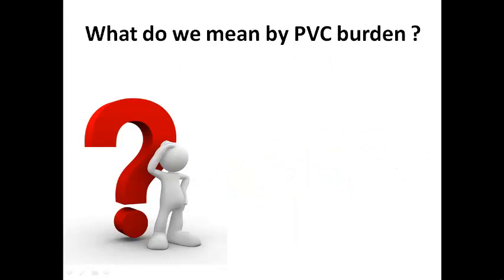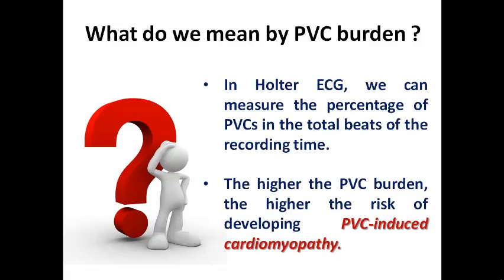And of course this drags us to the other question: what do we mean by PVC burden? We hear this terminology a lot in ECG. PVC burden is a terminology that you can read in the report of a Holter ECG, not in the 12-lead surface ECG. In Holter ECG, PVC burden means the percentage of PVCs in relation to the total beats of the recording time. So for example, if you are recording a Holter ECG over 24 hours, I calculate the percentage of total PVCs in the 24 hours to the total beats during the 24-hour period, and so I can get a percentage, the PVC burden.